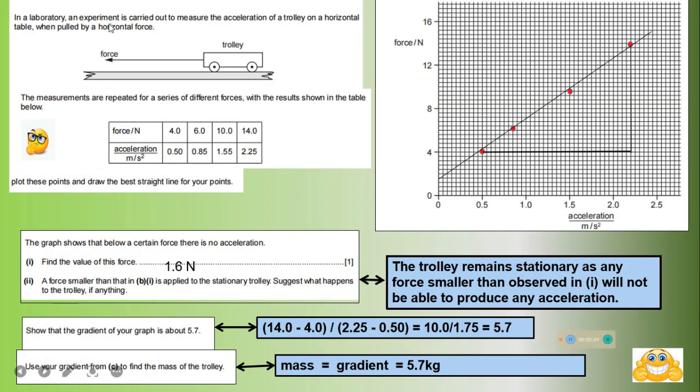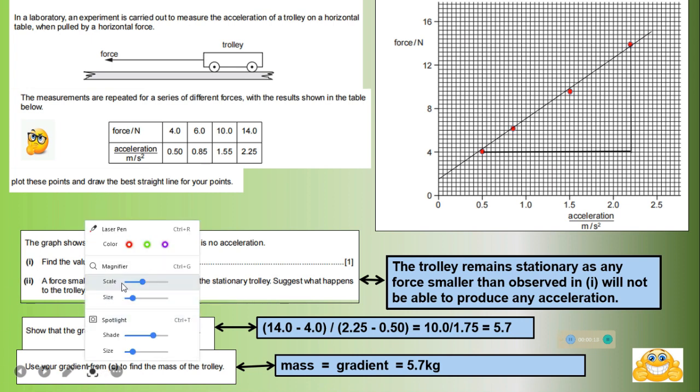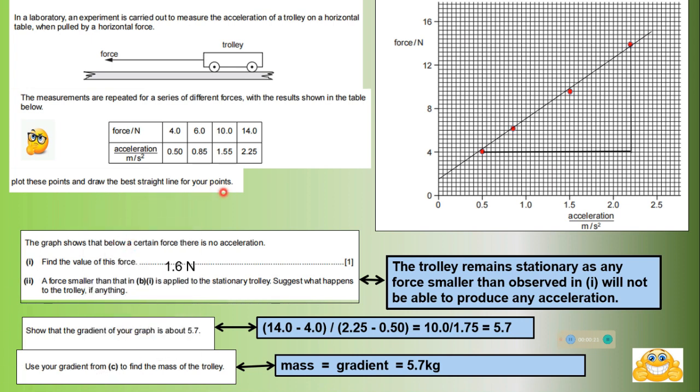In a laboratory, an experiment is carried out to measure the acceleration of a trolley on a horizontal table when pulled by a horizontal force. The measurements are repeated for a series of different forces with the results shown in a table below. Plot these points and draw the best straight line for your points. So here the plot is given, and the best straight fit of these data points is represented by this black solid line.